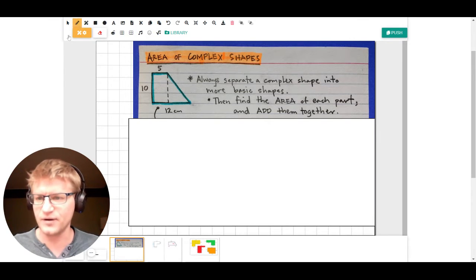So let me see if I got this set up. We're going to say this could also be called composite. My son was like, "What's composite shapes?" I was like, "Well, you've been doing them.